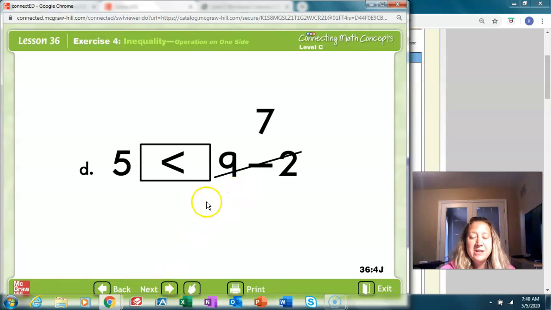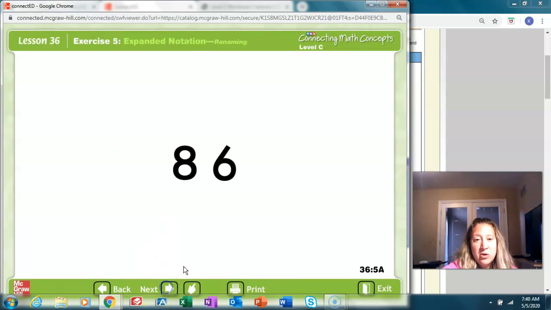And check it. Is this what you guys got? Good job. Read the statement starting with the 5. 5 is less than 7. Read the statement starting with the 7. 7 is greater than 5. Wonderful job. Okay. Next, we are going to do some renaming.